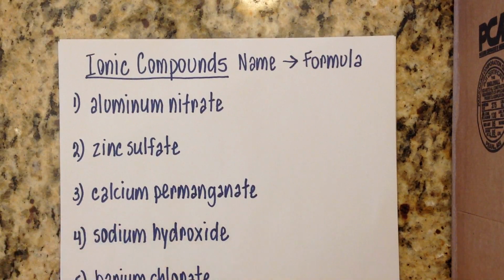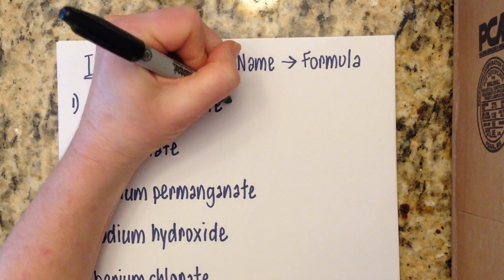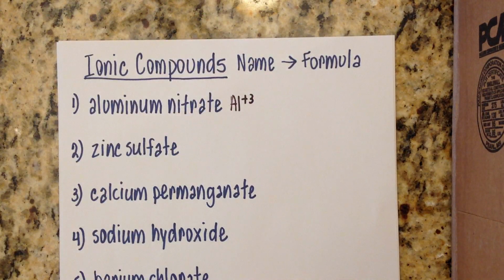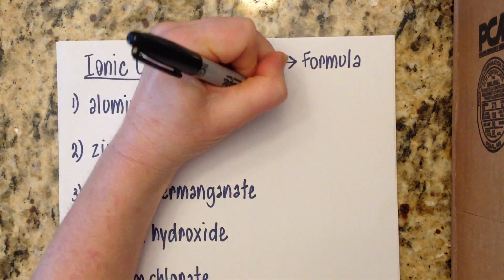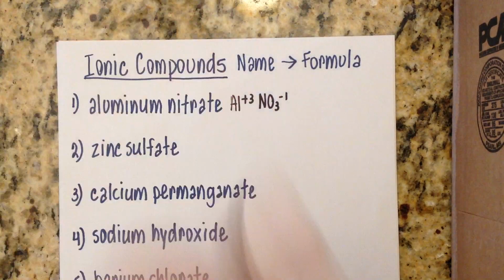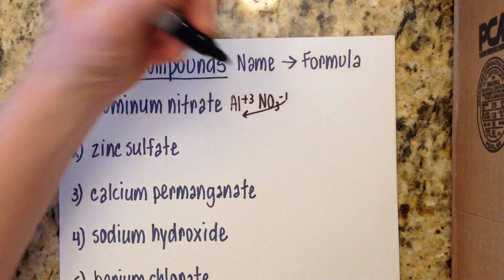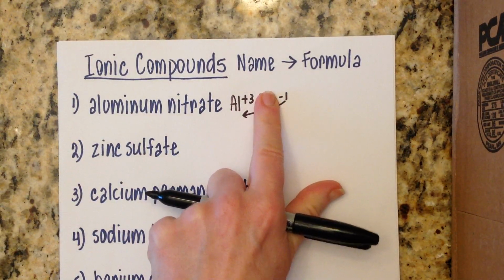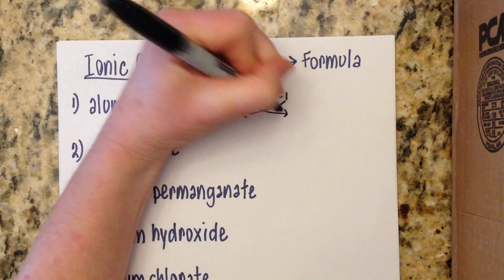So let's look at this first one, aluminum nitrate. We already know that aluminum has a +3 charge, but we know nitrate is not an element. Nitrate is a polyatomic ion, NO3 -1. Now, the 1 is still going to come down here, just like you've been doing. The only difference is that instead of an element, that's a polyatomic ion. We're only working with this charge. And the 3 is going to come here.